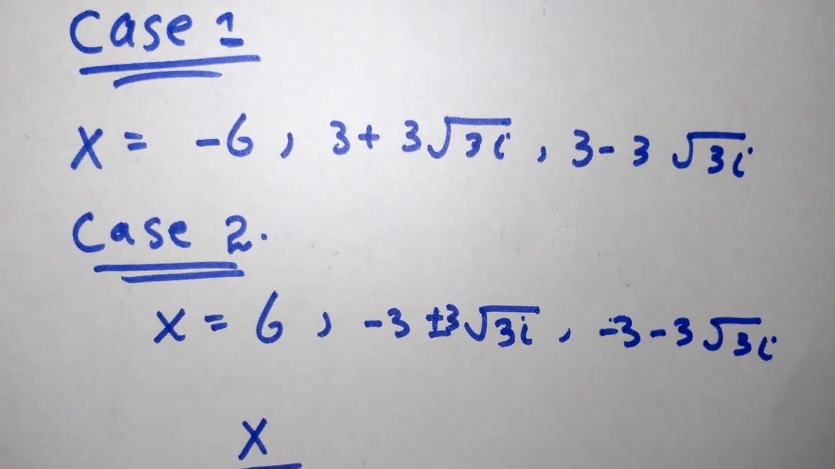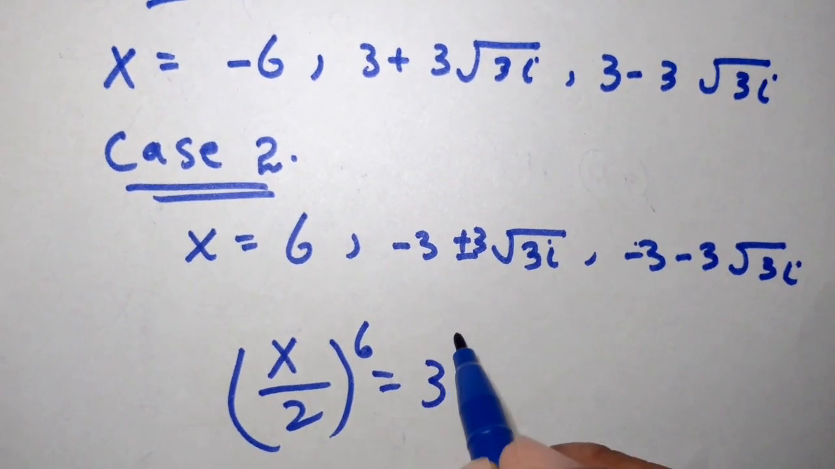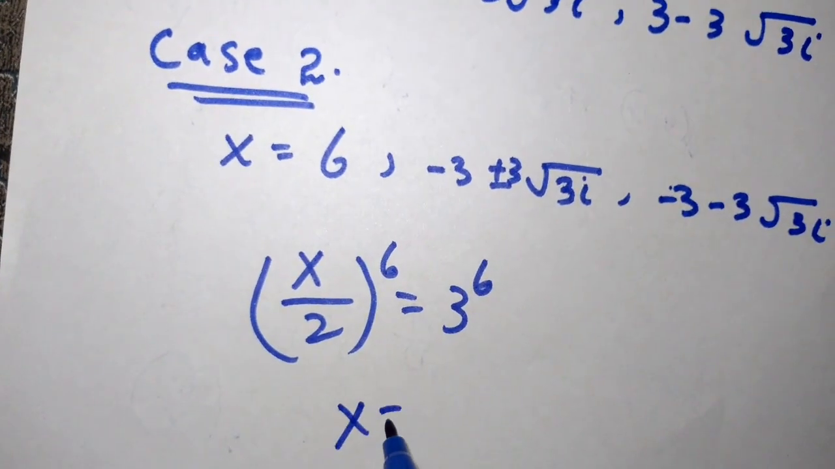x over 2 to the whole power of 6 is equal to 3 to the power of 6, and the values of x are these.